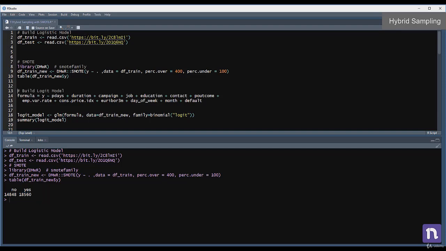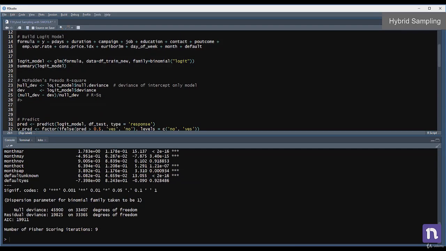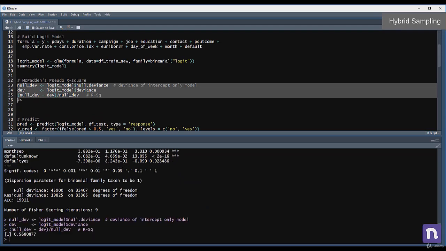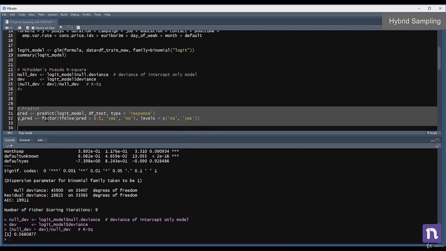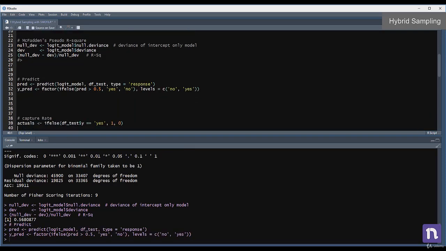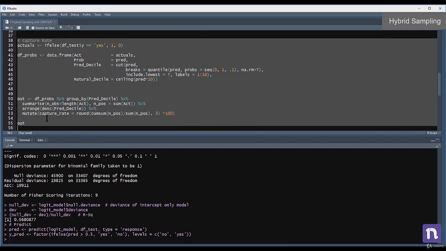Now, let's build the logistic regression model. The model is built. Let's look at McFadden's pseudo R square. This has definitely improved. It was around 40% previously. Now it has gone to 56%. That means 56.8 percent of the variance in Y has been explained by the model. Let's predict and compute the capture rates for the various deciles.